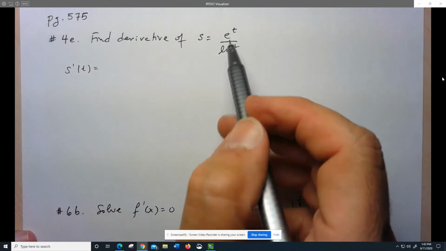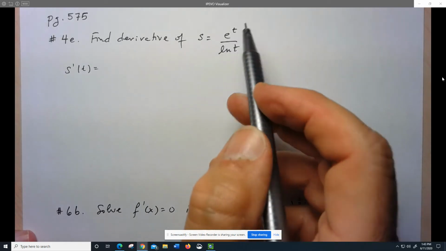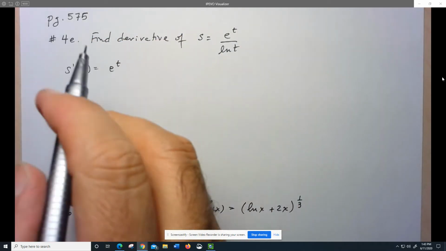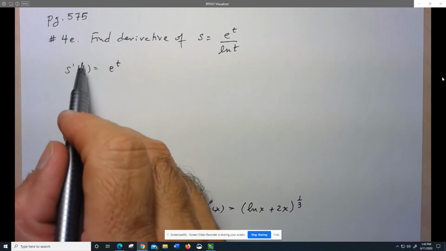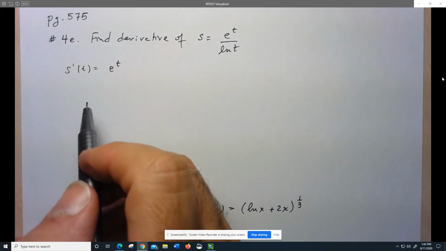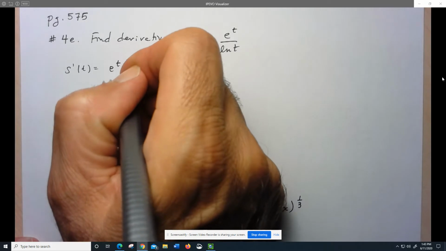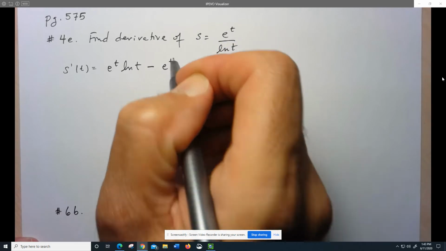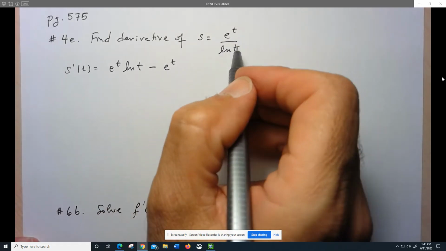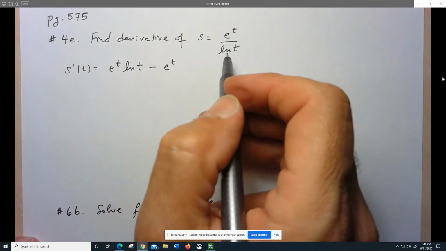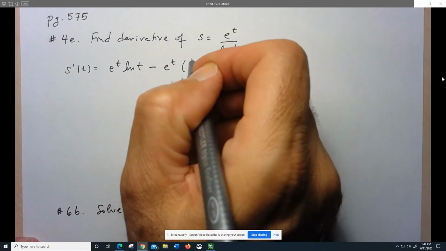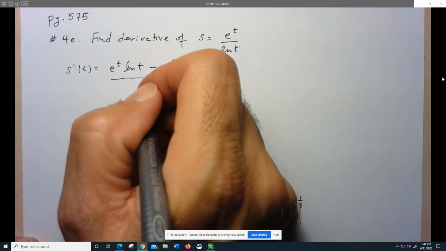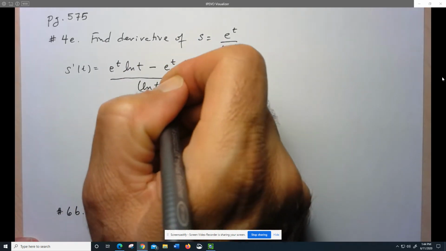The numerator and denominator are both fairly simple functions. So start with the derivative of the numerator. Derivative of e to the t is just e to the t. Of course, here we're taking all the derivatives with respect to whatever variable we have, in this case t. Then we multiply that by the denominator function, ln t, minus the numerator function, e to the t, times the derivative of the denominator function, and the derivative of ln t is 1 over t. And then all that over the square of the denominator function, so ln t squared.